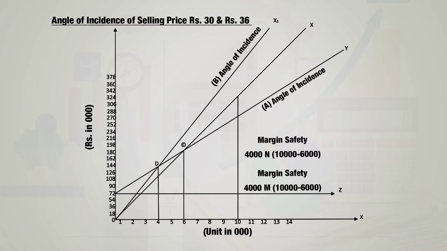The difference between actual sales and break-even point sales is known as margin of safety. Higher the margin of safety, better the position of the company and vice versa. Margin of safety is discussed in detail hereafter.